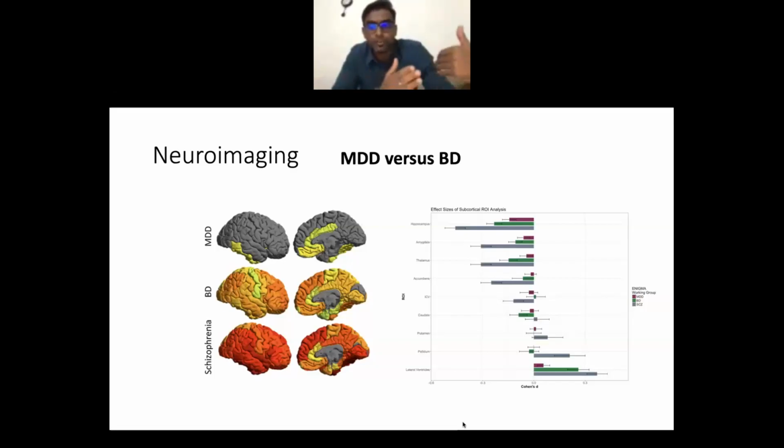So there is a spectrum called the affective psychosis spectrum, which begins from unipolar, and the widest structural deficits or neuroimaging deficits are there in the cases of schizophrenia, and bipolar disorder lies somewhere in between them. Also, this is evident from the effect sizes of subcortical regions. You see hippocampus in MDD is lower. Highest deficits are in schizophrenia. The green line is the bipolar depression, where you see that it is there, but not as high as schizophrenia, but more than major depression or unipolar depression.